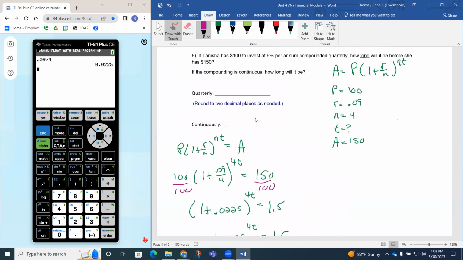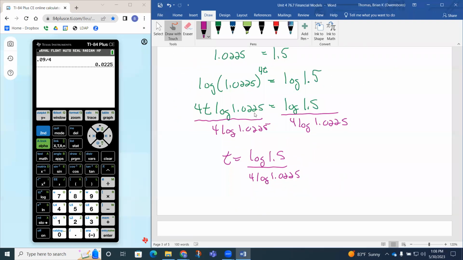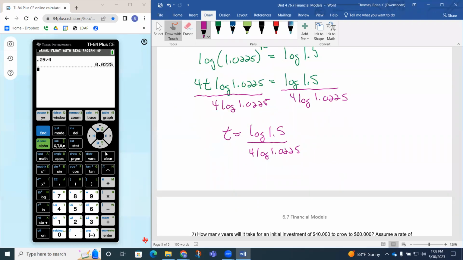What they want us to do, though, is round this to 2 decimal places. So I'm just going to put that in the calculator then. I'm going to use the fraction mode. So alpha F1. So I'm going to have the log of 1.5 on the top. Oops, I need a parenthesis up there still. And then 4 log of 1.0225. And that gives me then 4.55.